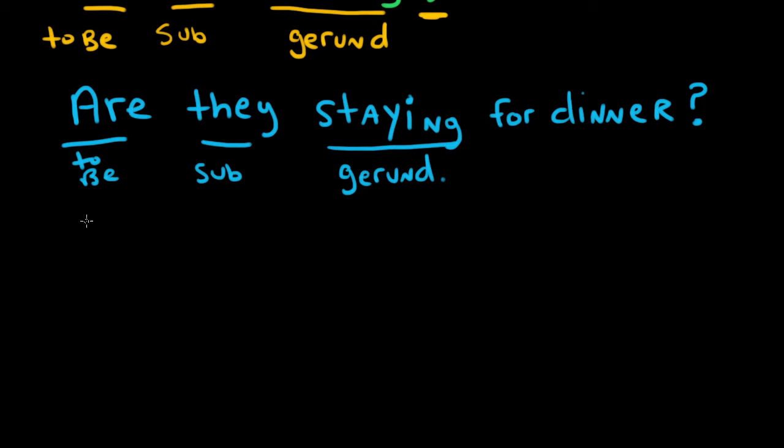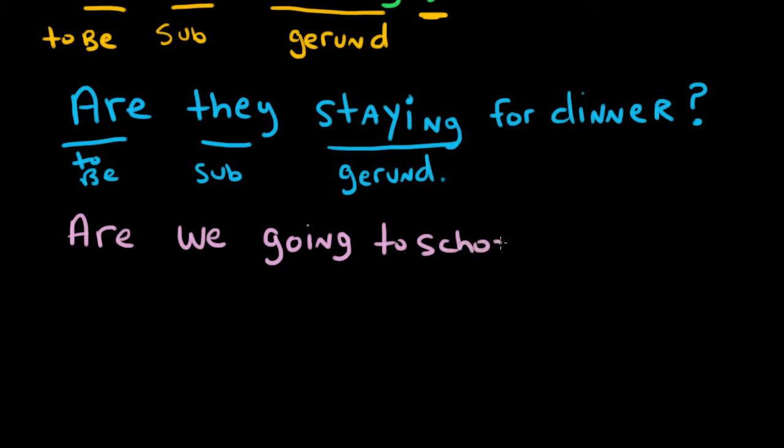Let's look at another example for we. Are we going to school today? So we have the to be verb, the subject, and the gerund. So that's how we make a question in the present continuous.